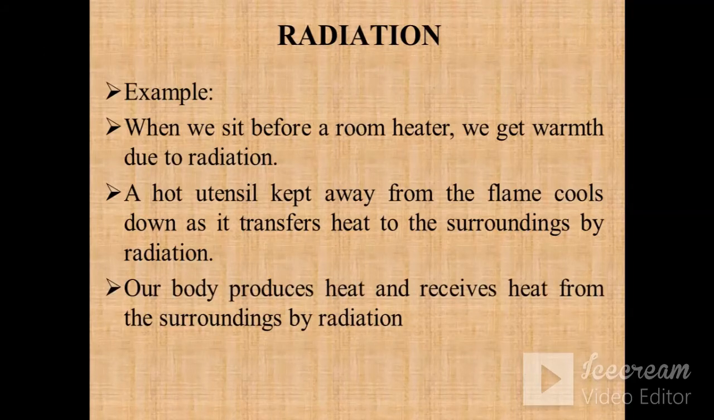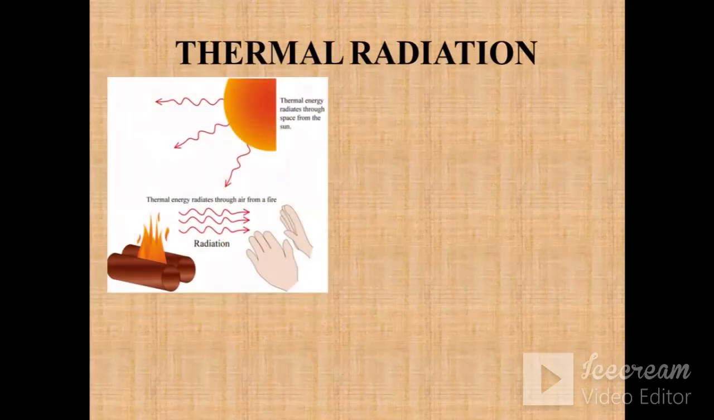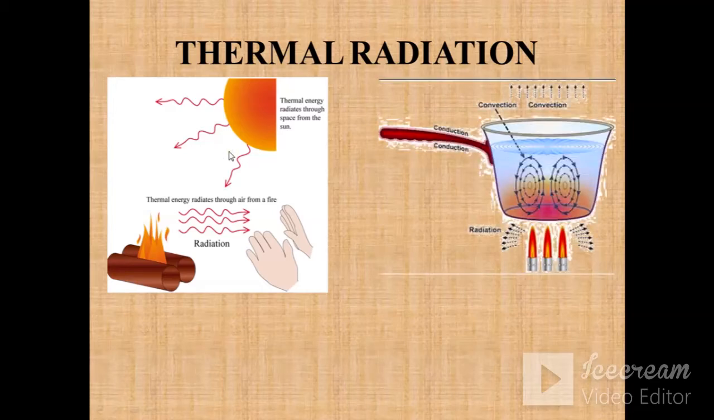Then our body produces heat and receives heat from the surroundings by radiation. So our body always radiates heat, and we always receive heat from the surroundings by the process of radiation. Let's see one by one. Suppose this wood has been burned, so you can feel the heat on your hand without actually touching it, that is by means of thermal radiation. Also, thermal energy radiates in rays from the sun that we feel during the daytime.